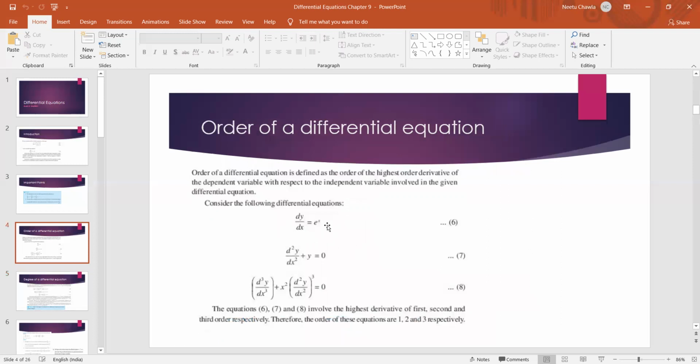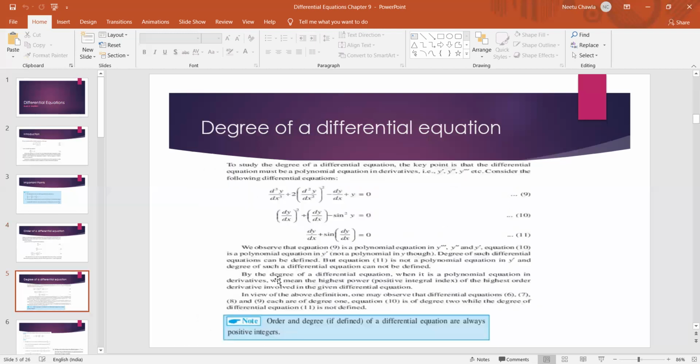This is your equation number 6. See, the power of dy by dx is 1. So the degree is 1. For equation number 7 also, when nothing is written, it means 1 only. So the degree is 1. And for equation number 8 also, this is the highest power and the degree becomes 1.